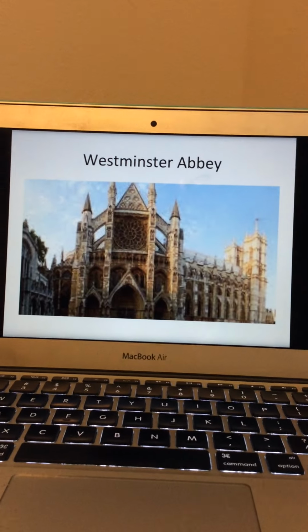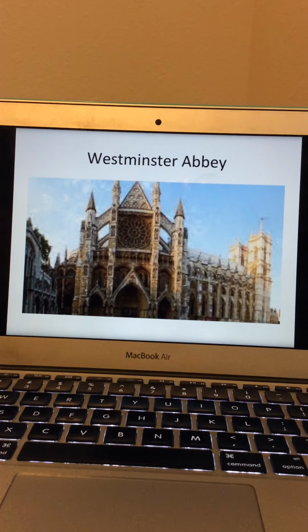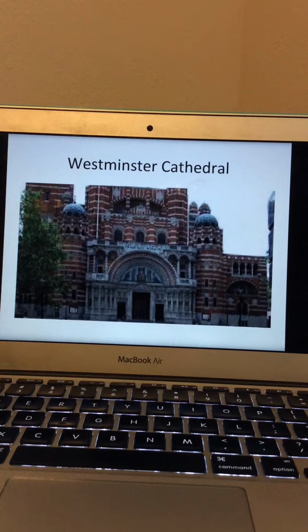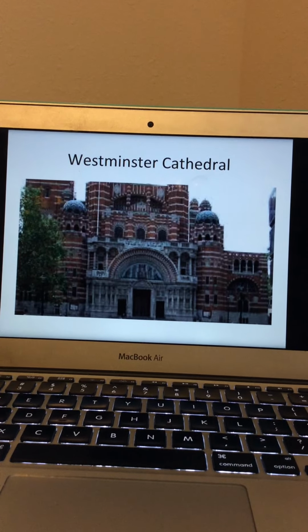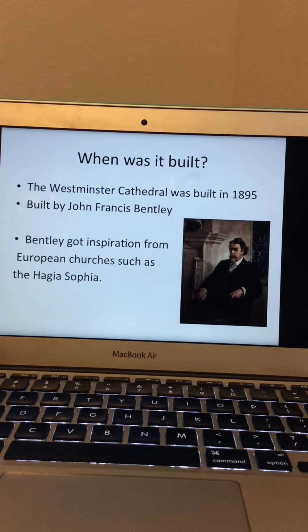Here is a picture of the Westminster Abbey. And here's a picture of the cathedral. As you can see, there is a big difference.